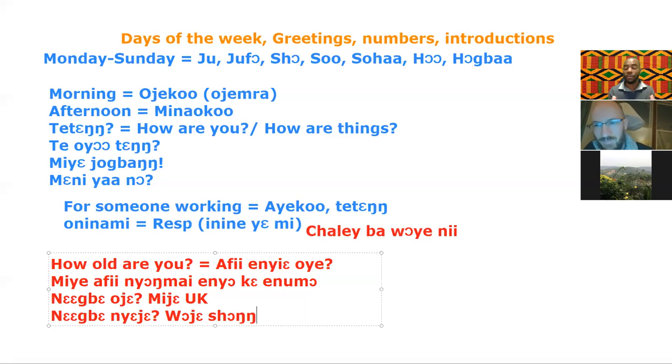Where do you come from? Where do you come from? Or where do you, in fact, where do you come from? First one is singular, second one is plural. Plural. Singular.